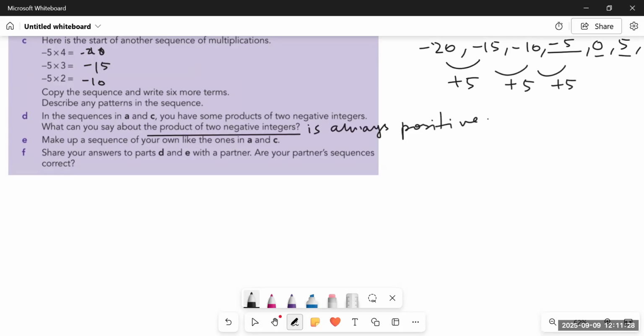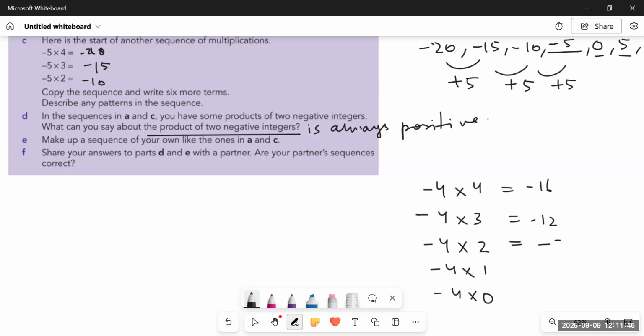Now you have to make up a sequence of your own. So take any number, like minus 4, multiply it with 4, then minus 4, multiply by 3, reducing the numbers every time. So you will have a sequence over here. It would be minus 16, minus 12, minus 8, minus 4, 0, and then the positive numbers start. Okay? Let's move to question number 2.